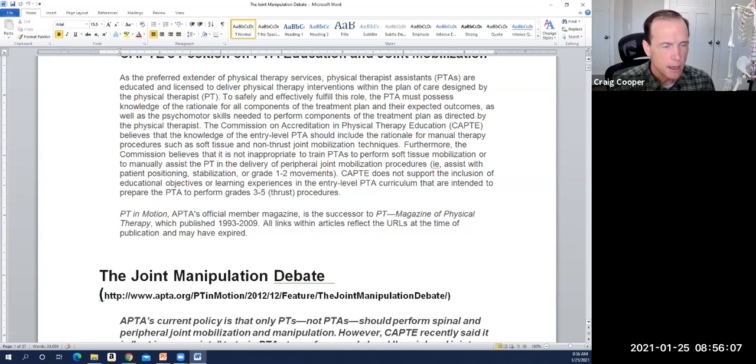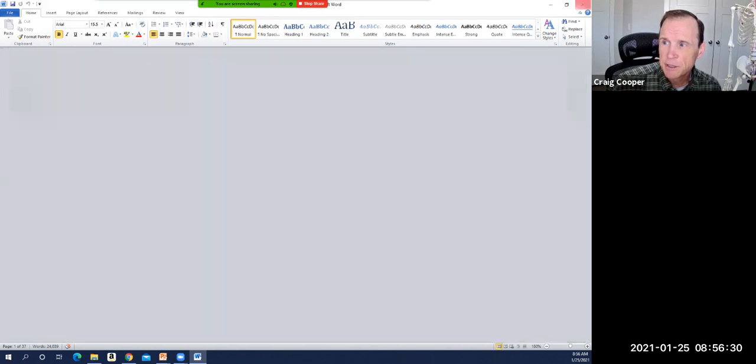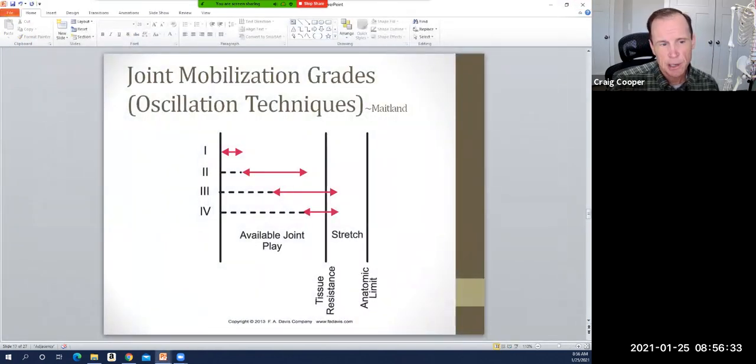When you get out in the clinic, if the PT that you're working with is okay with you doing some of these treatments, then in Utah it's generally considered to be okay, for sure, with the exception of the grade 5s. And again, the grade 3s and 4s are kind of a little bit vague in Utah as well as many states. But APTA says no, PTAs shouldn't do it. CAPTE says yes, you should teach them at least about the principles, and 1s and 2s are probably okay because we're not really pushing the limits of the joint capsule where we need to assess that really closely.